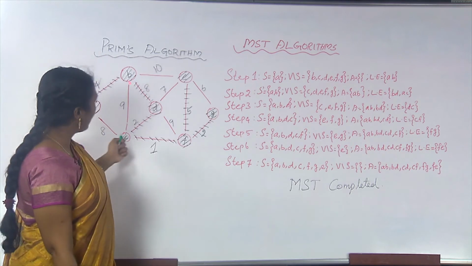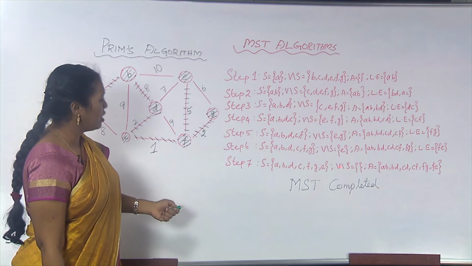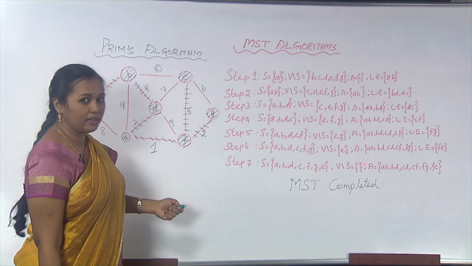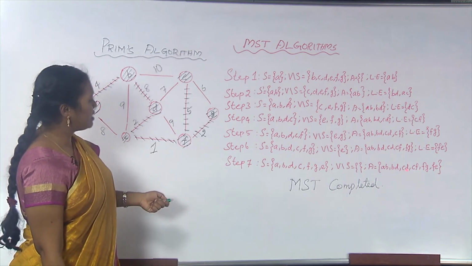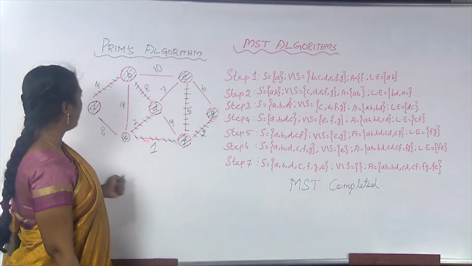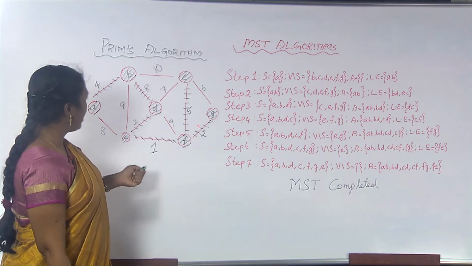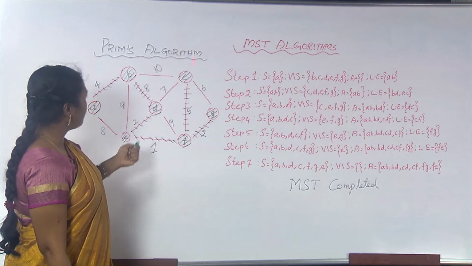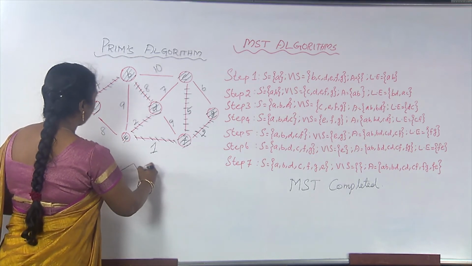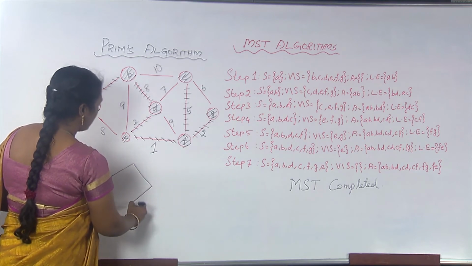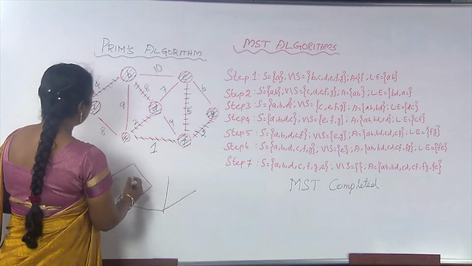All the vertices have been covered: A, B, D, C, F, G, E. The remaining vertex set is empty, and the edge set is AB, BD, CD, CF, FG and FE. As you can see, AB, BD, CD, CF, FG and FE. Clearly this is a tree. If you want, you can simply draw it like this. So this is how the tree looks.